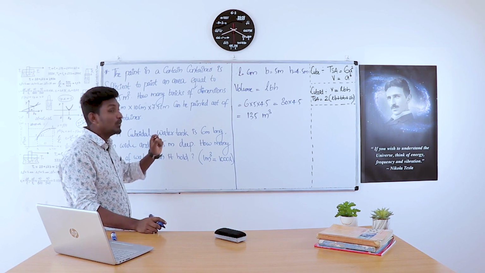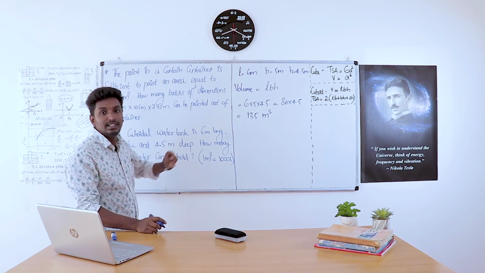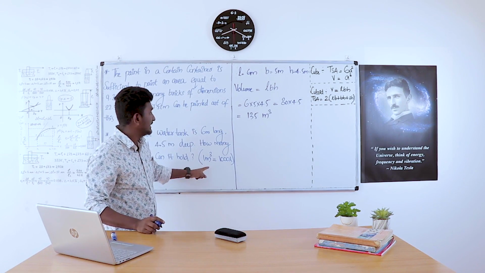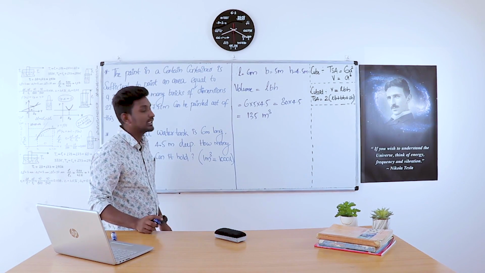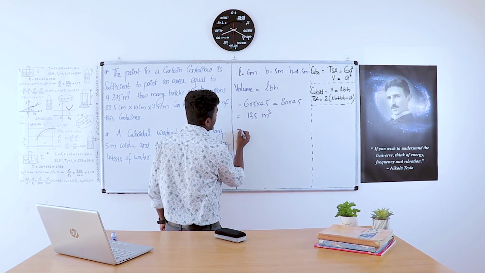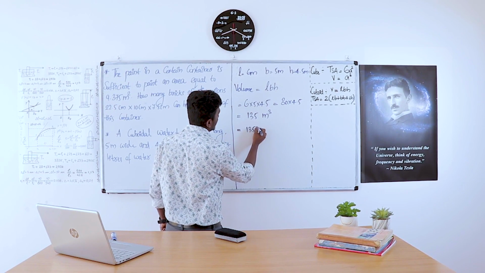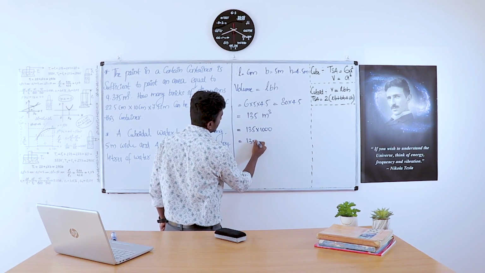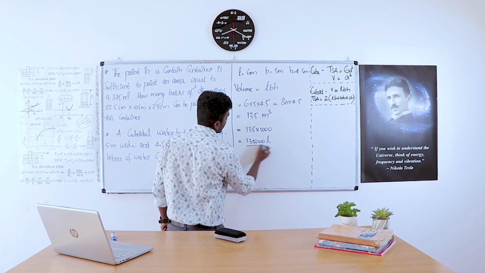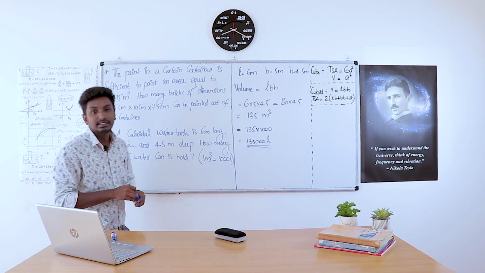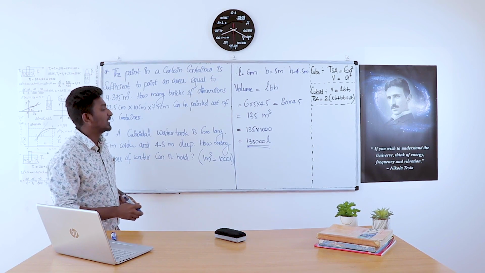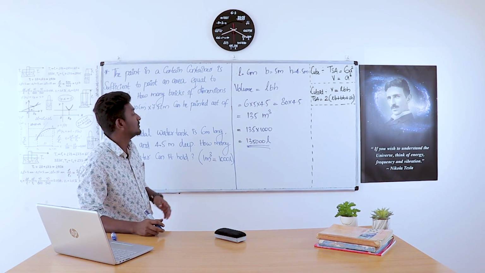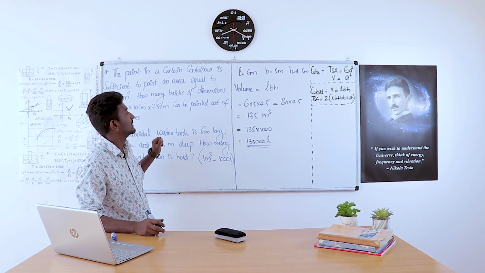We need to find how many liters of water, so we need the volume in liters. A hint is given that 1 meter cube is equal to 1000 liter. Then what is 135 meter cube? It is 135 into 1000 liter, that is 1,35,000 liters of water this tank can hold. Clear?